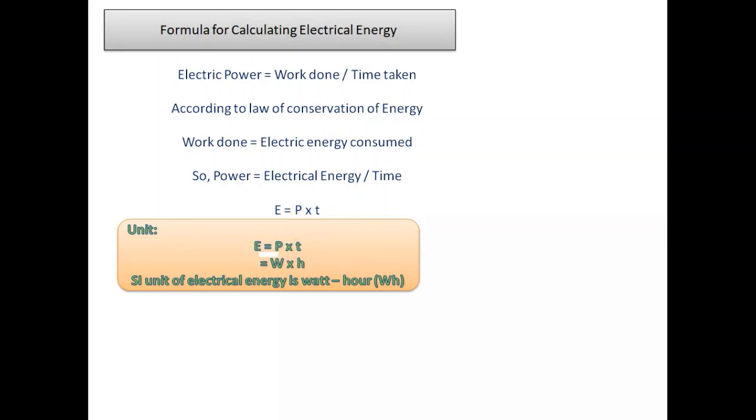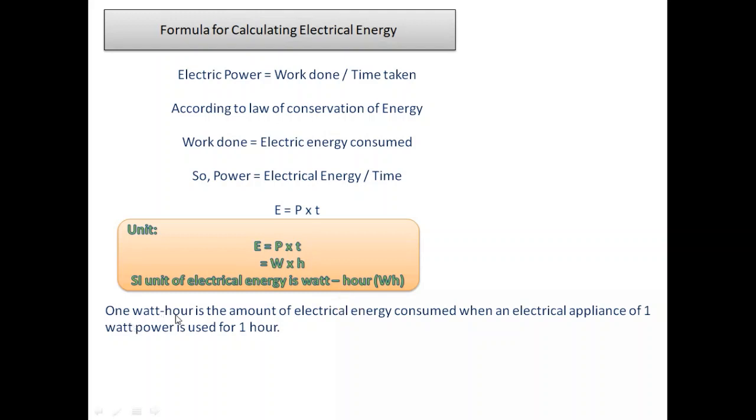Okay, now let's talk about units. The unit of power is watt and the unit of time is hour. So the unit of electrical energy is watt hour. Let's look at 1 watt hour first. 1 watt hour is the amount of electrical energy consumed when an electrical appliance of 1 watt power is used for 1 hour, because we saw that energy is power into time. So the appliance has a power of 1 watt and is used for 1 hour. At that time, the appliance is consuming energy of 1 watt hour.